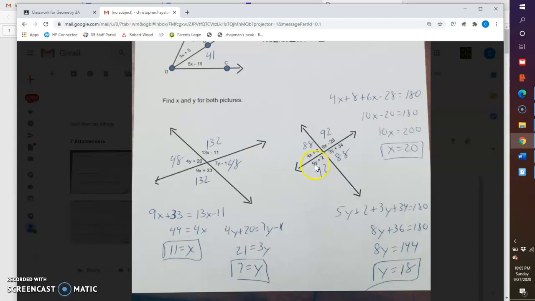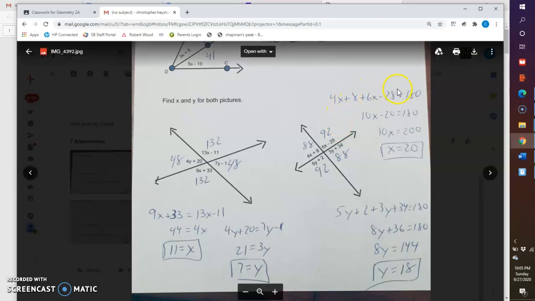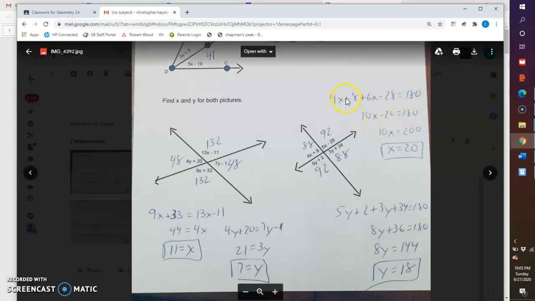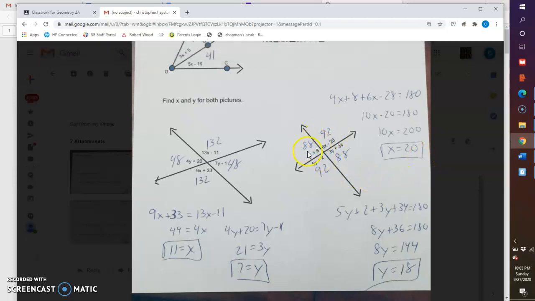In the next one, I'm going to take my adjacent angles, since they both have x here, that form a linear pair, and I'm going to add them together and set them equal to 180. These linear pairs add up to 180. 10x minus 20 equals 180, and I combine my like terms here, and my x equals 20. When I plug that in, I get an 88 here and a 92 here, that linear pair that adds up to 180.